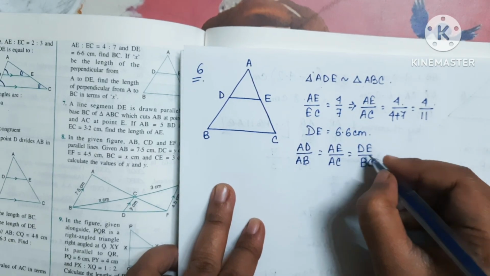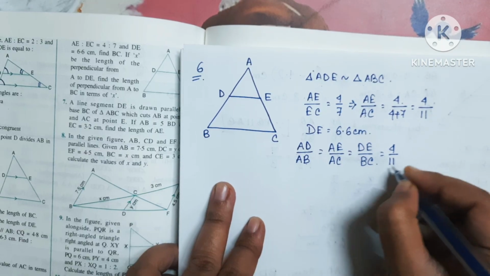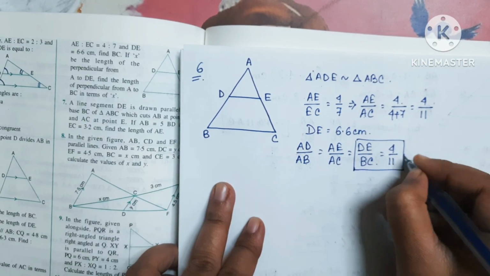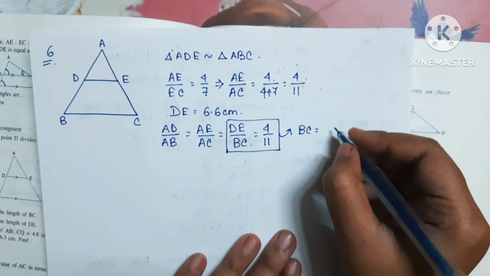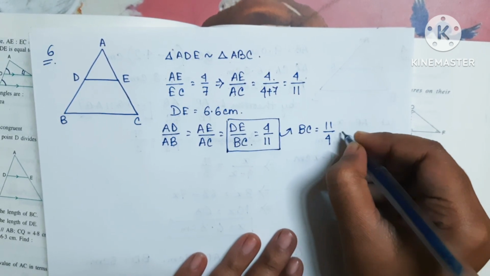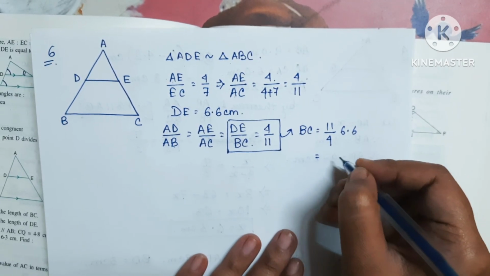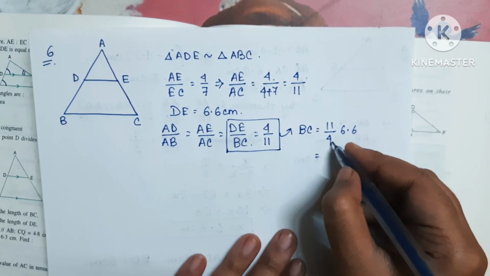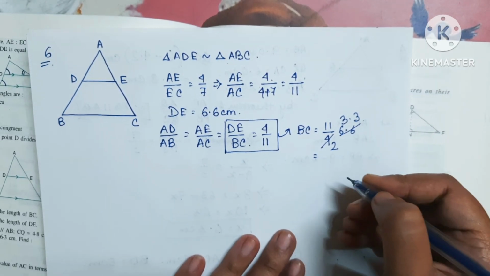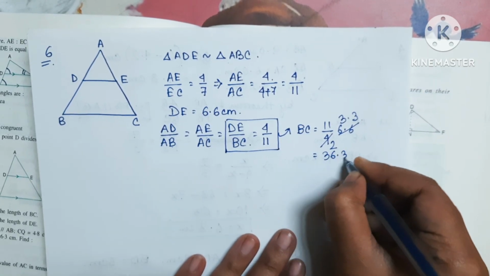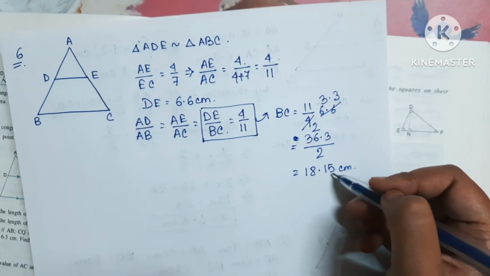Now since AE by AC is 4 by 11, from this part BC equal to 11 by 4 into DE. DE means 6.6. If you calculate, this is 2, this is 3.3, it will become 36.3 by 2. So BC equal to 18.15 centimeter.